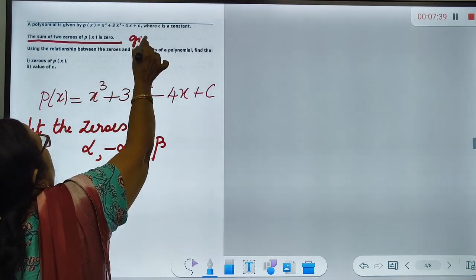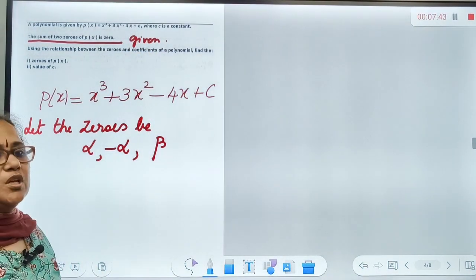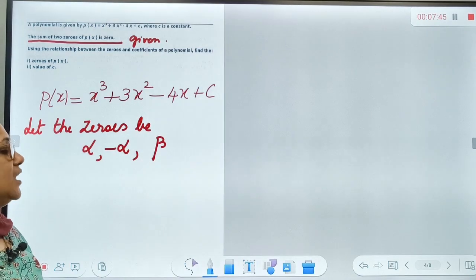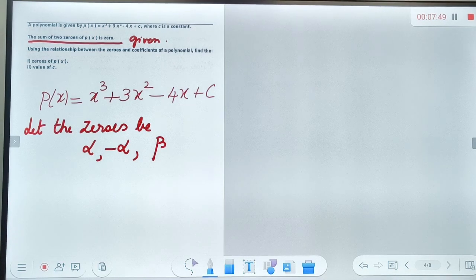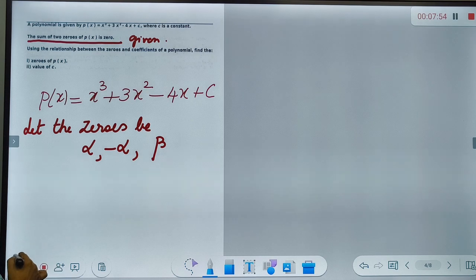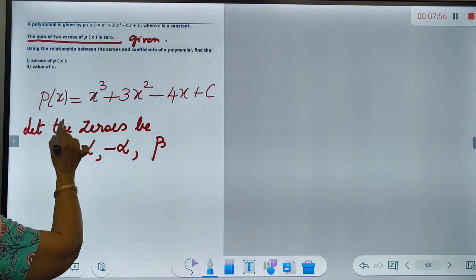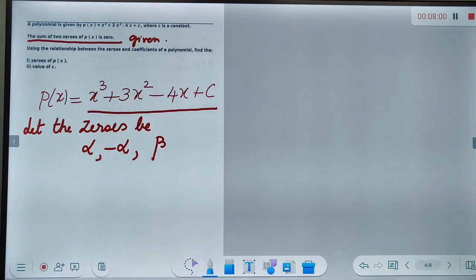Sum of two zeros is 0. If alpha and gamma are two zeros, then alpha plus gamma is 0 means gamma is minus alpha. So alpha, minus alpha and beta. Now what is the expression given? X cube plus 3x square minus 4x plus c.